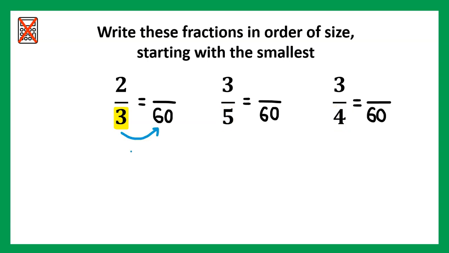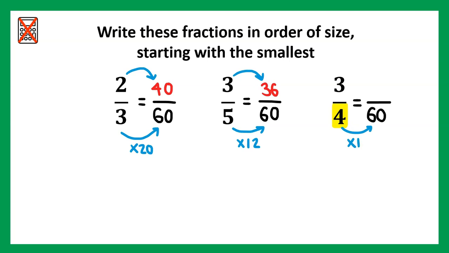We can get from 3 to 60 by multiplying by 20. Repeating this for the numerator is 2 lots of 20, which is 40. For the second fraction, we can multiply 5 by 12 to give me 60, and 3 times 12 is 36. And for the last, we can get from 4 to 60 by multiplying by 15. 3 lots of 15 is 45.